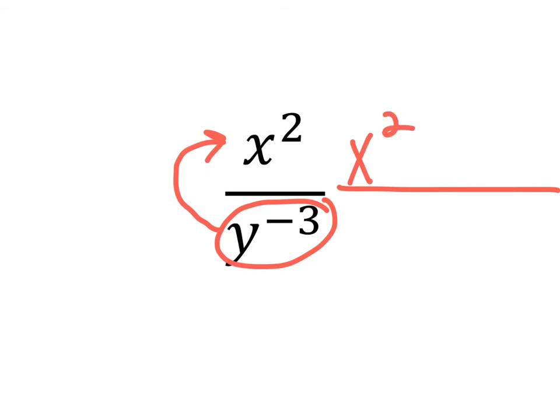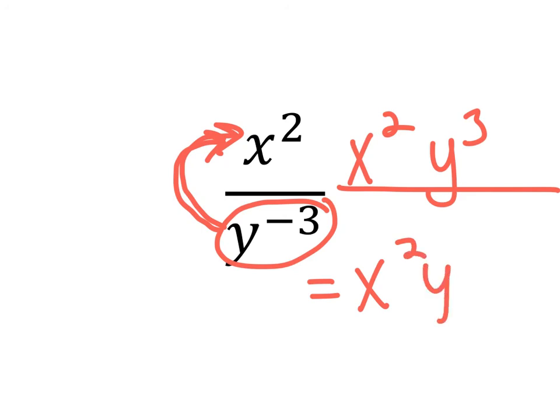Now, I already have x squared up here. But I take this y to the negative third, move it up to the top, and now it becomes y to the third. So now it's positive, and I have x to the second, y to the third. Nothing else can be done. That's as far as it goes, but x to the second, y to the third. Now I had a negative exponent on the bottom. I moved it to the top. Now all of a sudden, it's positive.